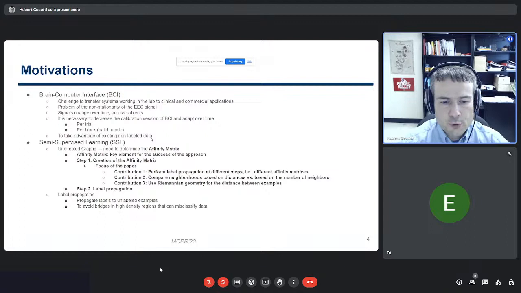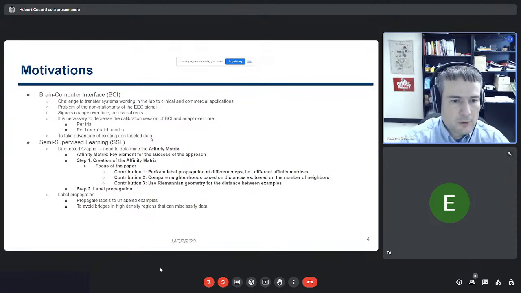So finally, contribution number 3 is to assess this type of approach using the Riemann geometry framework, which I'm going to explain afterwards. Once we have a good affinity matrix, we can perform label propagation. Label propagation propagates labels from labeled examples to unlabeled examples. And after that, all the unlabeled examples that have been labeled can be used in two ways.